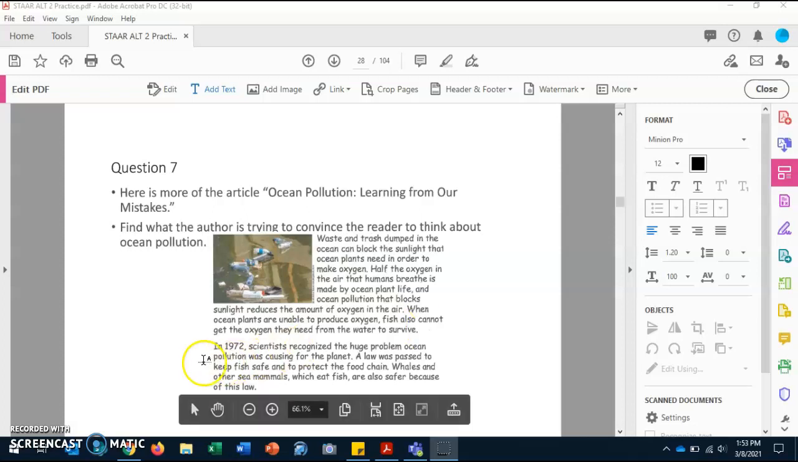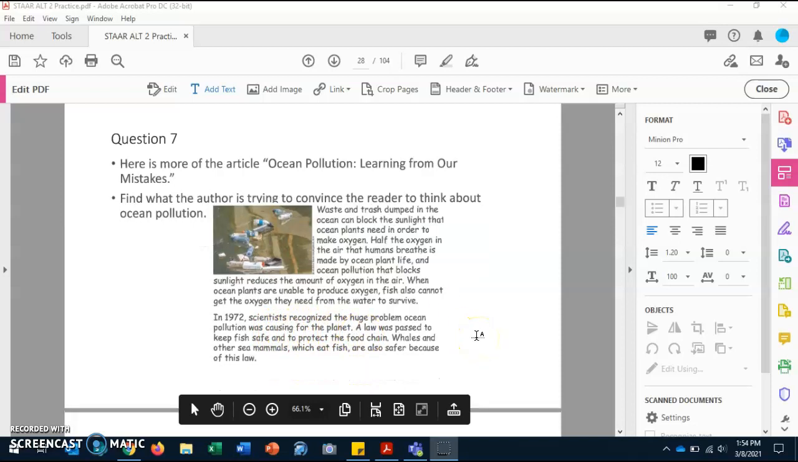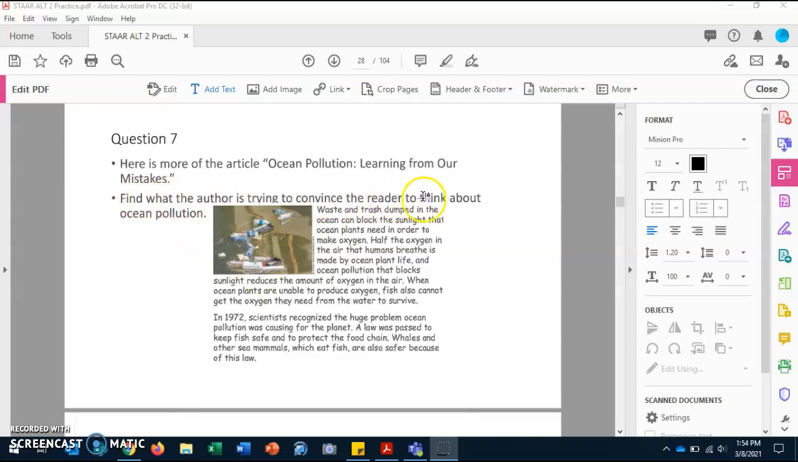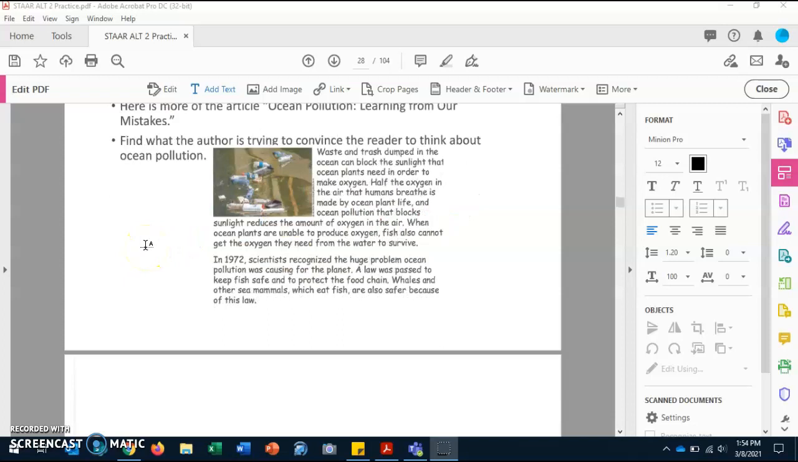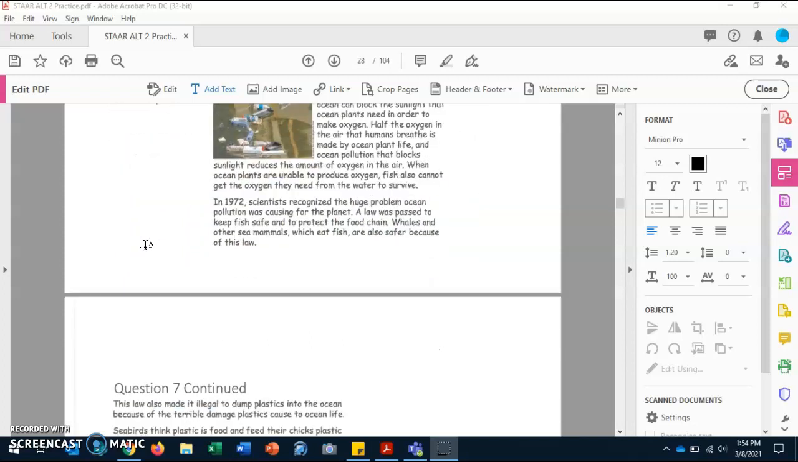survive. In 1972, scientists recognized the huge problem ocean pollution was causing for the planet. A law was passed to keep fish safe and to protect the food chain. Whales and other sea mammals which eat fish are also safer because of this law. So then it says, find what the author is trying to convince the reader to think about ocean pollution.